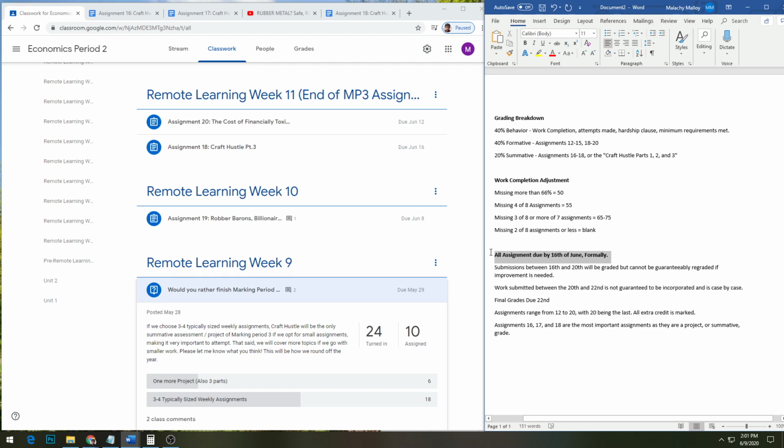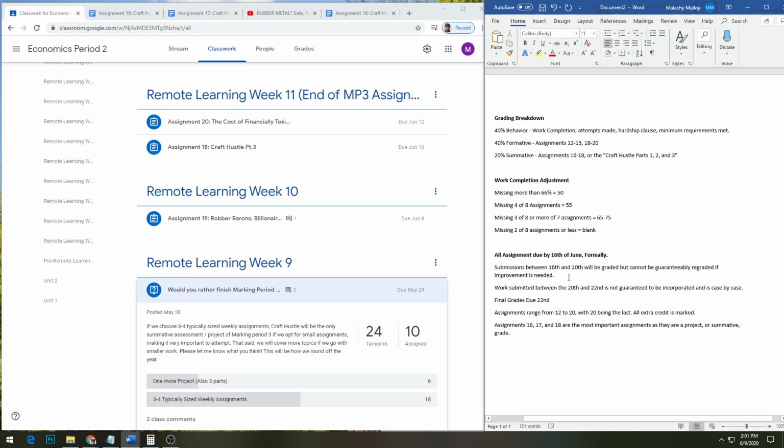What do I mean by this? Well, how did I come up with this number? I came up with this number because final grades for seniors are due on the 22nd. You guys are graduating on the 26th. Believe it or not, that is an insanely tight turnaround for grades because there's much more paperwork involved with grading than students actually see. That's why I'm asking you to please try and be done by the 16th of June.